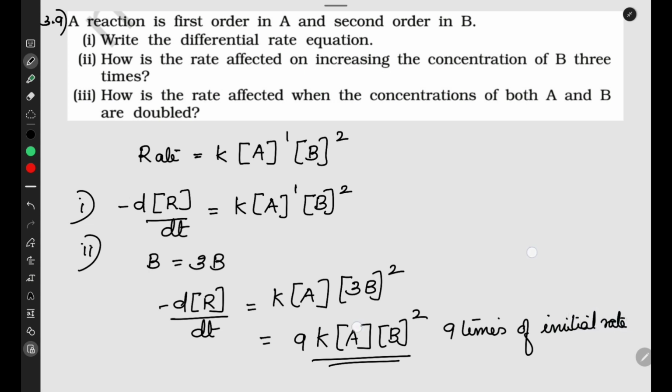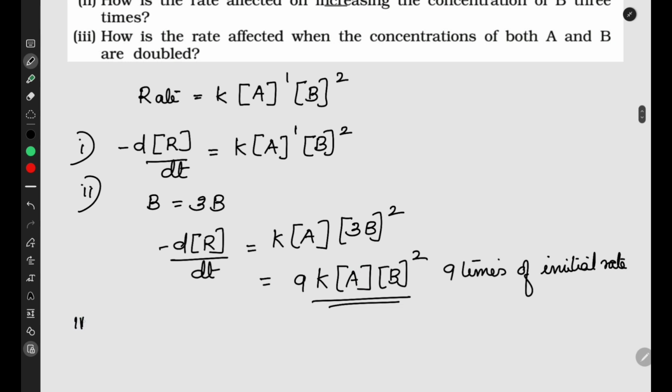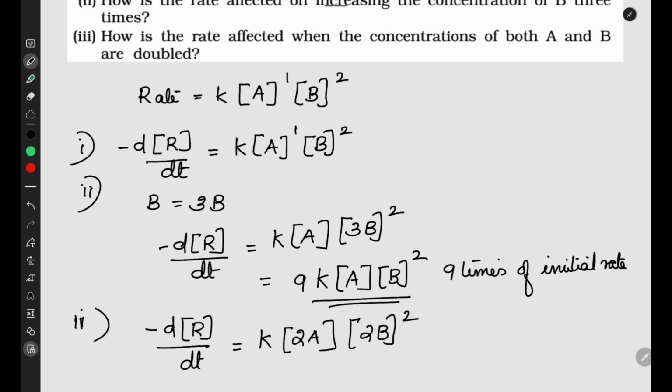Next case, what happens to the rate when concentration of A and B both doubled? So minus dr by dt is equal to, instead of A we can write 2A, and instead of B we can write 2B because both are doubled. So 2 into 2 square, 4 into 2, 8. Rate becomes 8 times of initial rate.